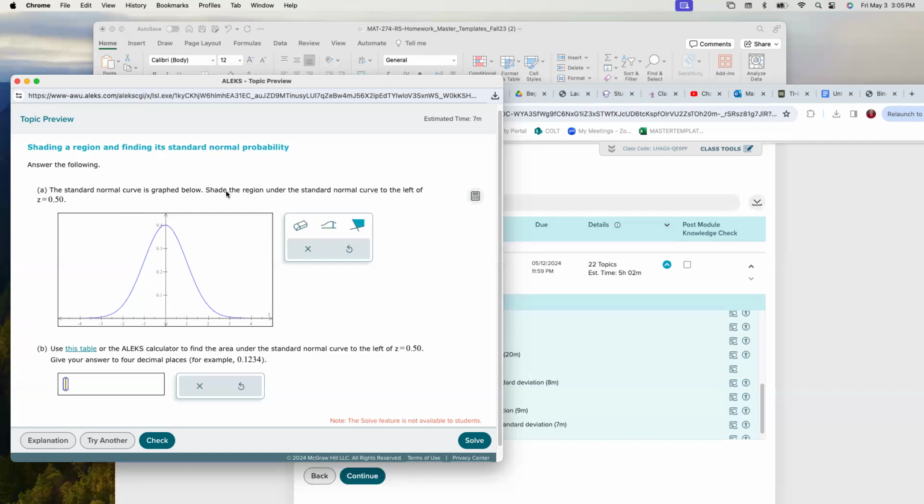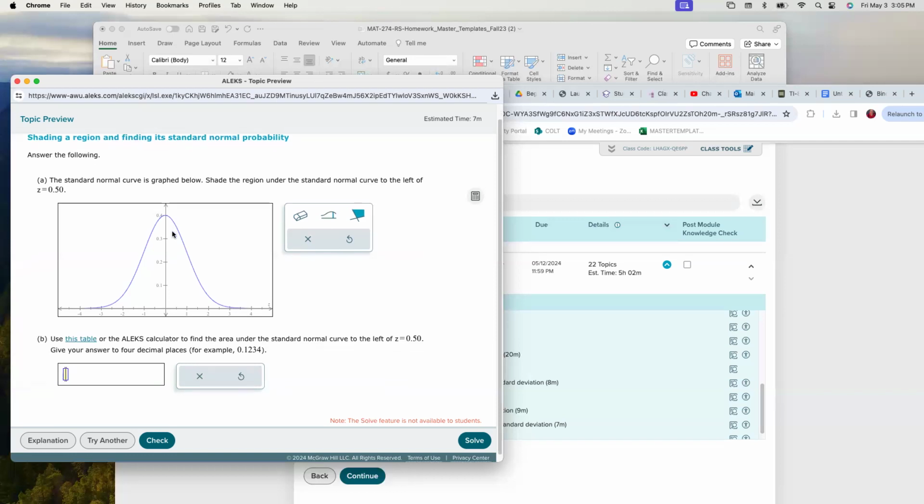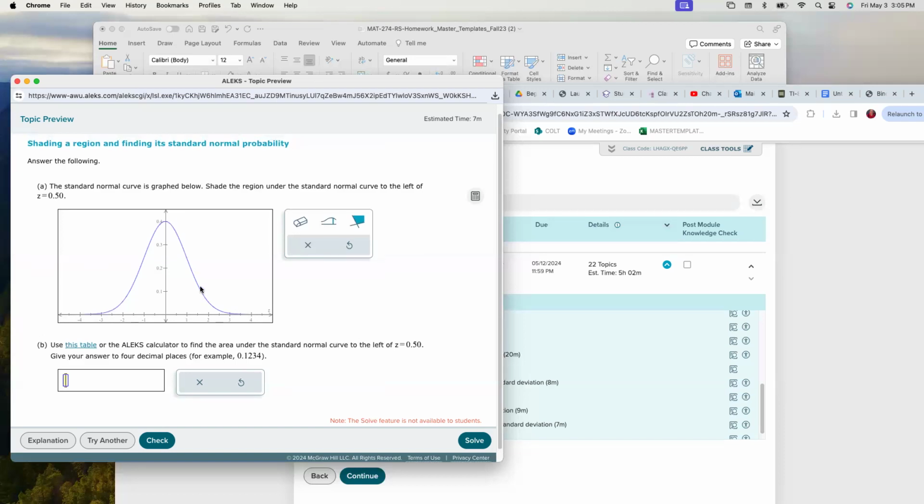And we're asked to do two things. Number one, shade the region down below to the left of 0.5. We'll show you how to do that over here. And then we are going to find the area underneath that curve, which represents a probability or a proportion, depending on how a question is worded. But here we're just asked to find the area. So area can represent a couple different things.